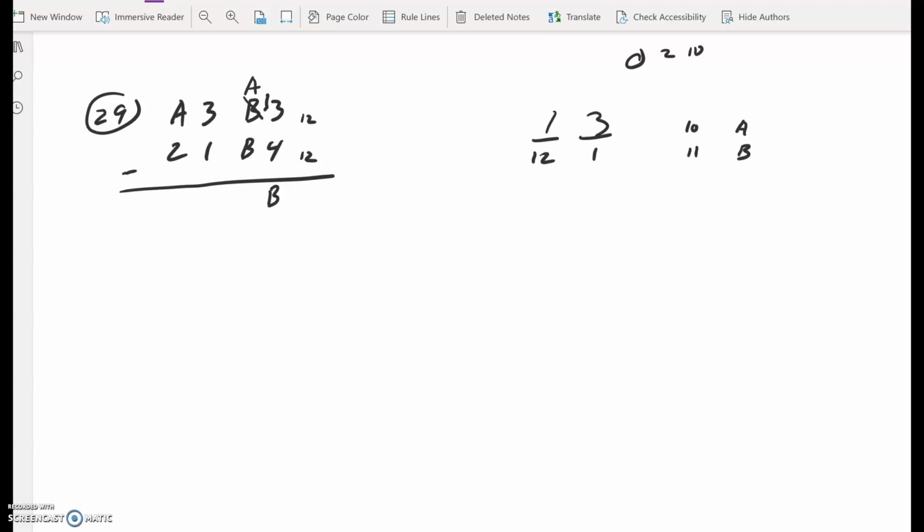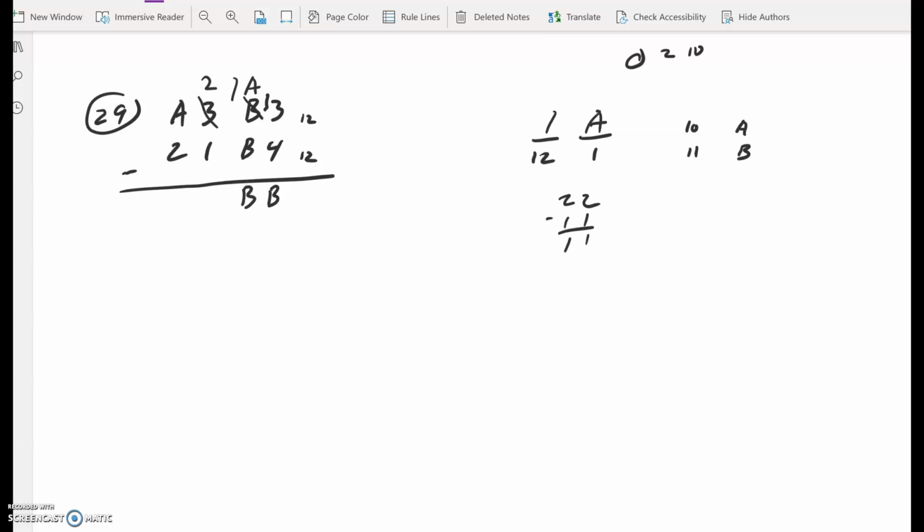We can't really do A take away B, so we borrow 1 from here and put it here. Now we have 1A. And what is 1A? Well, it's 12 plus 10, that's 22. So this 1A is 22, and we're taking away a B, which is 11. So it's 1A take away B. It's 22 take away 11 is 11, and 11's B.